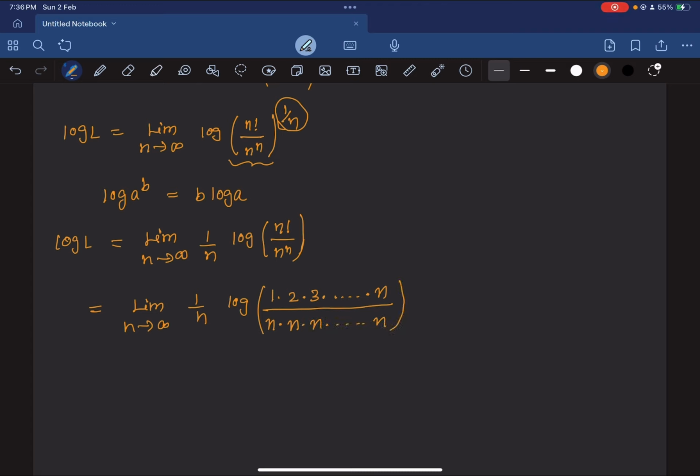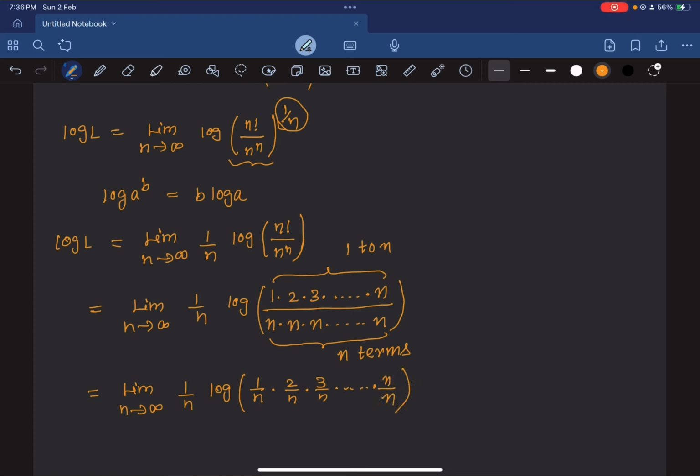All right, so here you have n terms, n got repeated n times, and here also in the numerator you have n terms, 1 to n. So this can be written as limit n tends to infinity, 1 upon n log of 1 by n times 2 by n times 3 by n and so on, times n upon n.